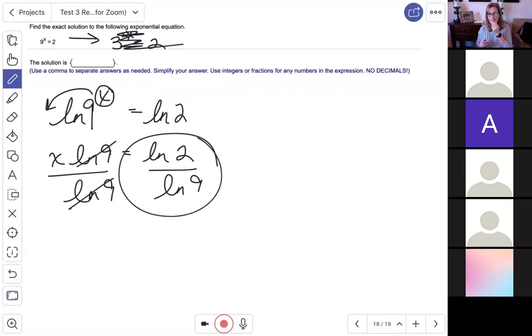And that's all they're going to ask for. They're not going to ask for the decimal because we don't have calculators to do that. Obviously, in all caps, no decimals, right? So you can stop there. That's all you need to type in. Okay, natural logs of both sides. Just make sure it's natural log divided by natural log. Okay, and last one is this one.